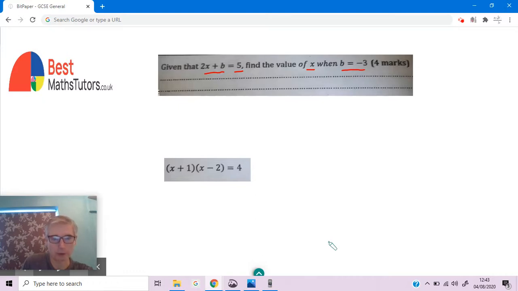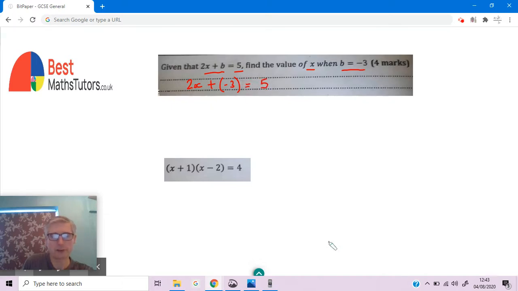So what we would do is rewrite the equation, but just replacing the b by -3. So we'd say 2x and then plus -3. I like to put things in brackets when I'm substituting it in, so I can see clearly what's actually been substituted. And then that's equal to 5.